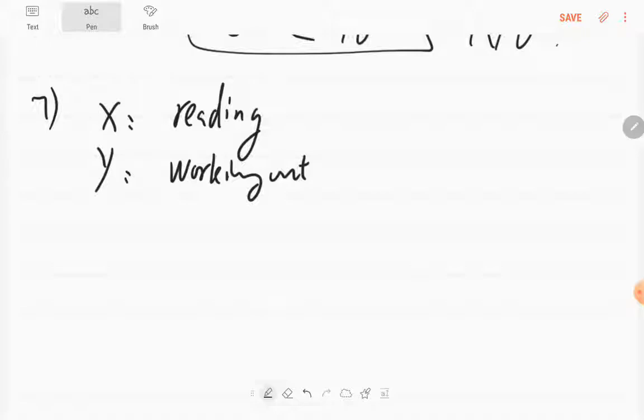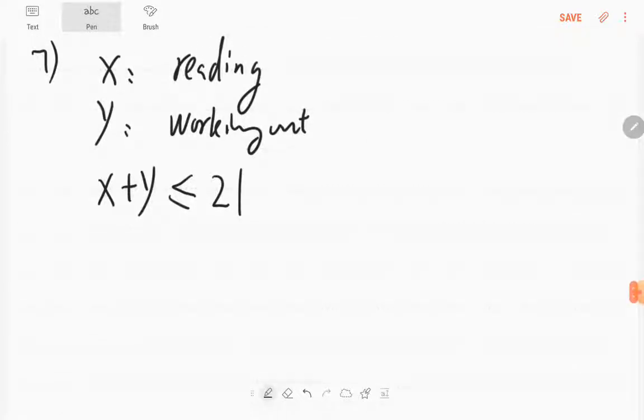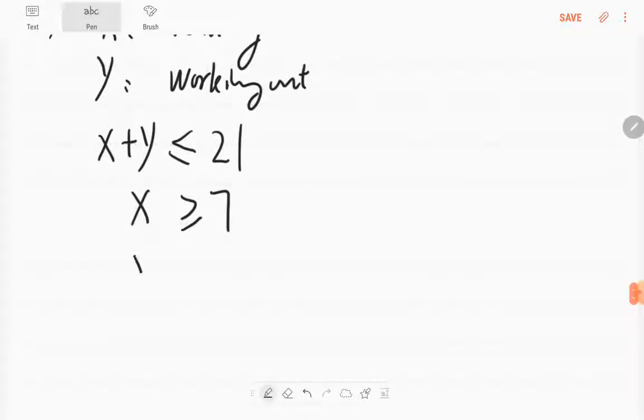Okay, so the total is x plus y. He has at most 21 hours free during the week, so it's less than or equal to 21. He also wants to spend at least 7 hours for reading, so x should be greater than or equal to 7. And then, of course, here we have another requirement. Y, the number of hours, should be greater than or equal to 0. So these three inequalities will describe the situation.